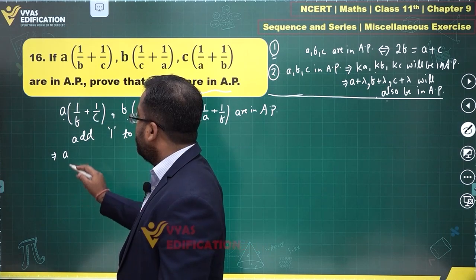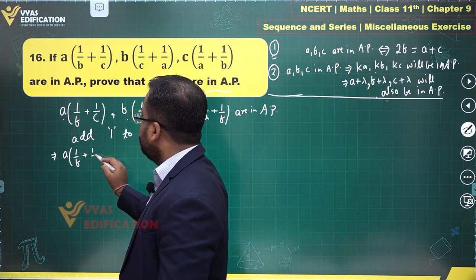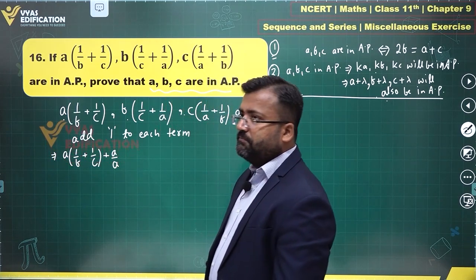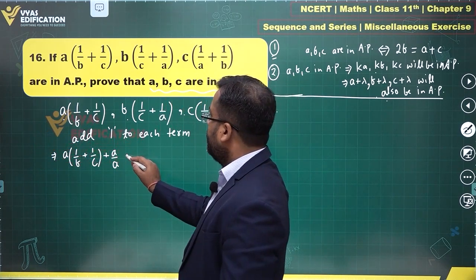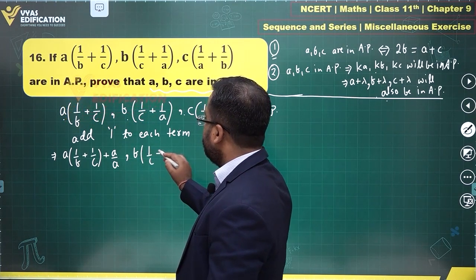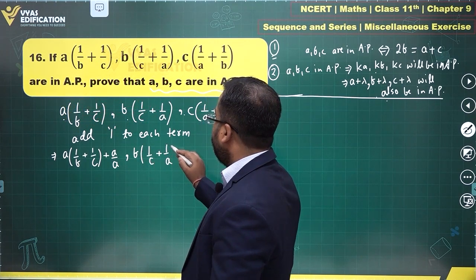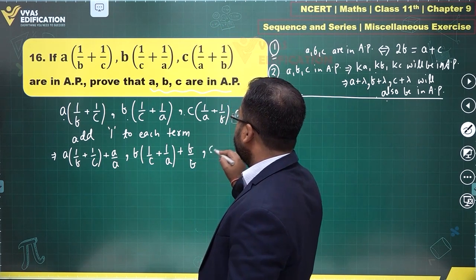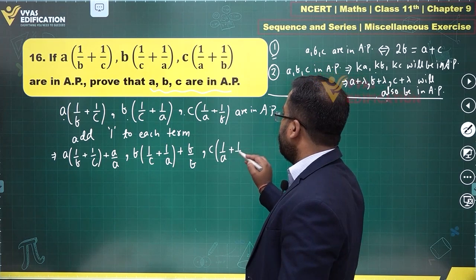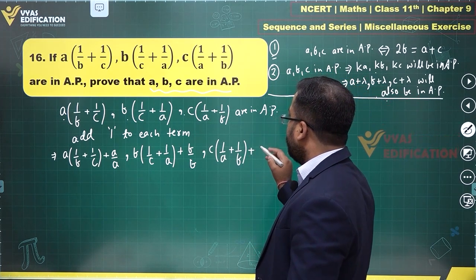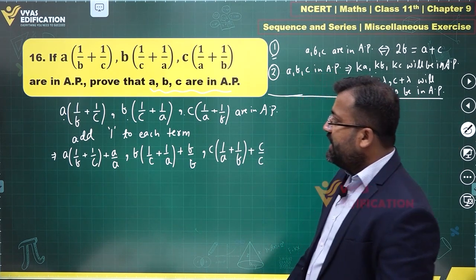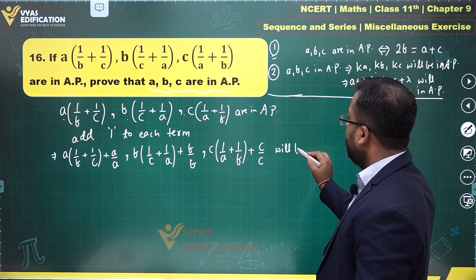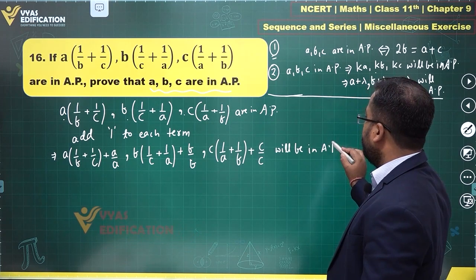1 upon B plus 1 upon C, and that 1 can actually be written as A upon A for this one. B times 1 upon C plus 1 upon A plus 1, and that 1 can be written as B upon B. C times 1 upon A plus 1 upon B plus 1, and that 1 can be written as C upon C. These three terms will be in AP.